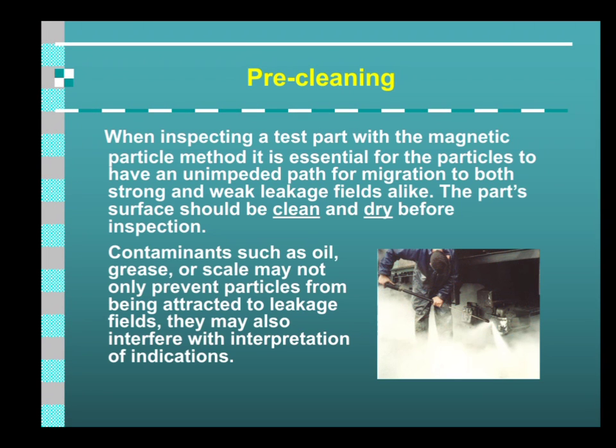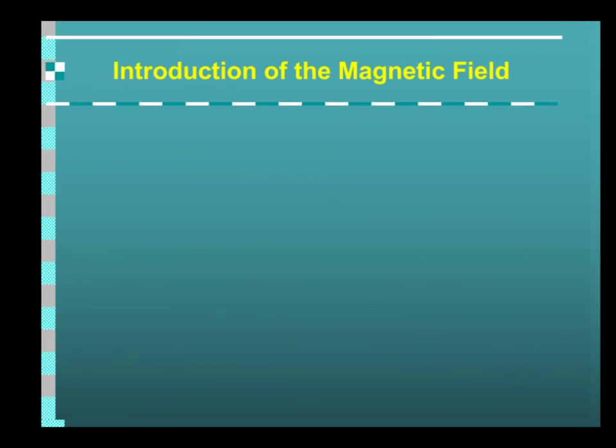We'll see the basic procedures. Pre-cleaning. When inspecting a test part with the magnetic particle method, it is essential for particles to have an unimpeded path for migration to both strong and weak leakage fields alike. The part surfaces should be clean and dry before inspection.